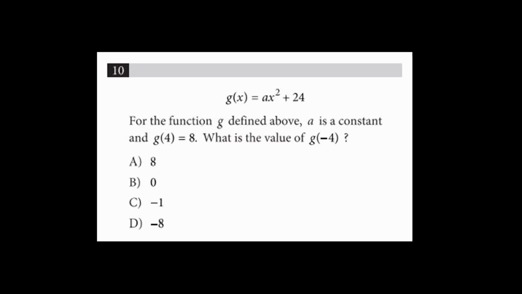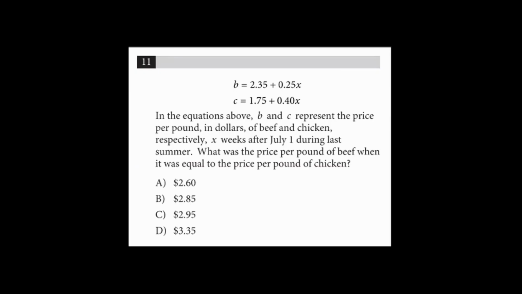Number 10, you see g of 4 equals 8. We want g of -4. In the equation for g of x, we can see x is squared, which means g of 4 and g of -4 are going to give us the same value. So the answer is A, 8.